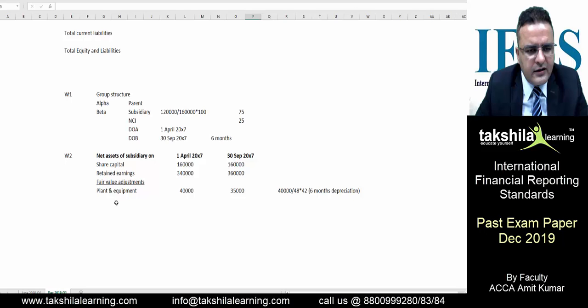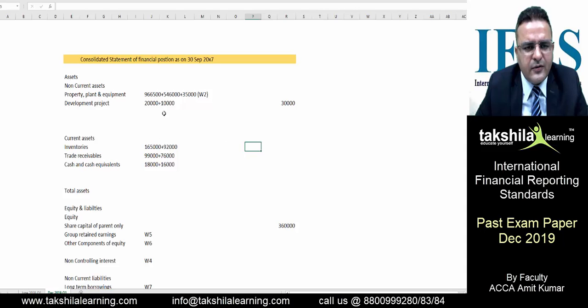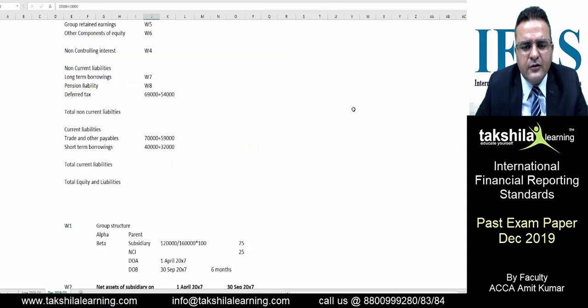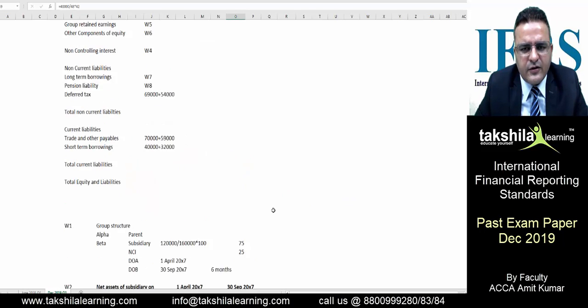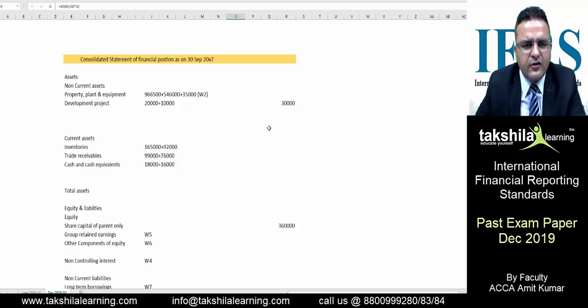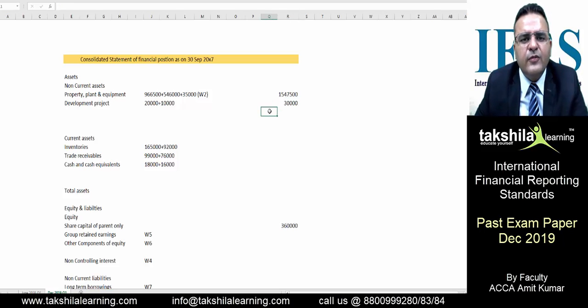So since we got to know that there is a development project of 10,000 which we included directly as part of the balance sheet, we also know that plant and equipment's balance sheet value is now 35,000. So we can include 35,000 as part of plant and equipment. Property, plant and equipment is 966,500 plus 546,000 plus 35,000. So the total amount to be included as part of the balance sheet for property, plant and equipment will be 966,500 plus 546,000 plus 35,000.